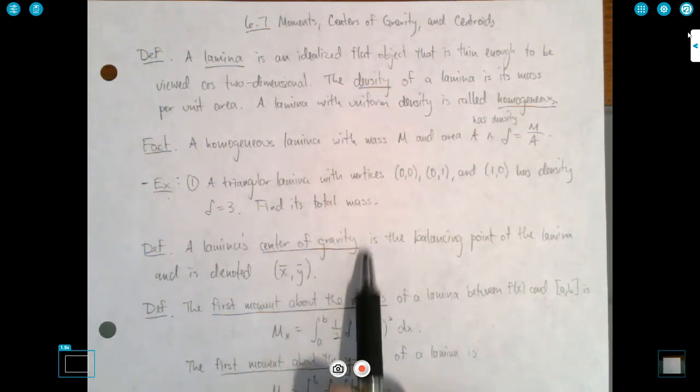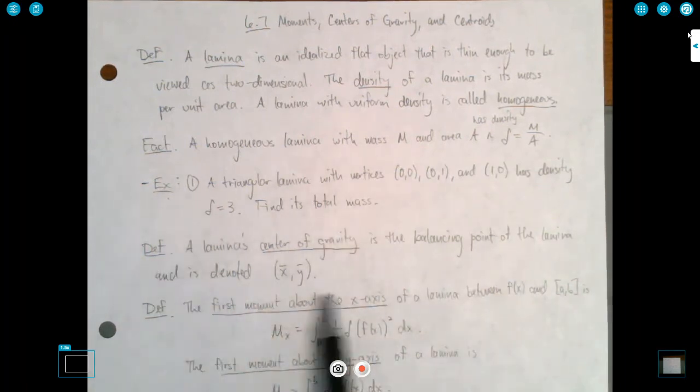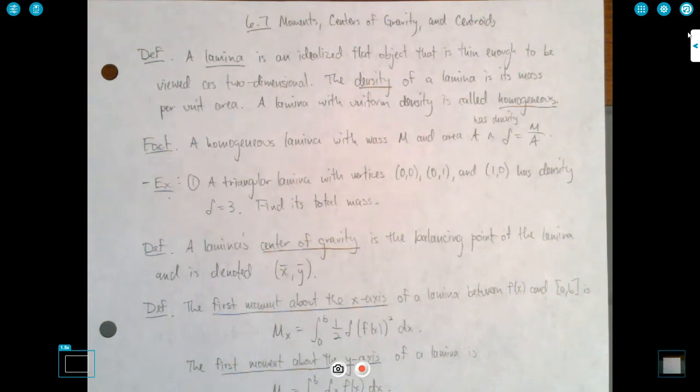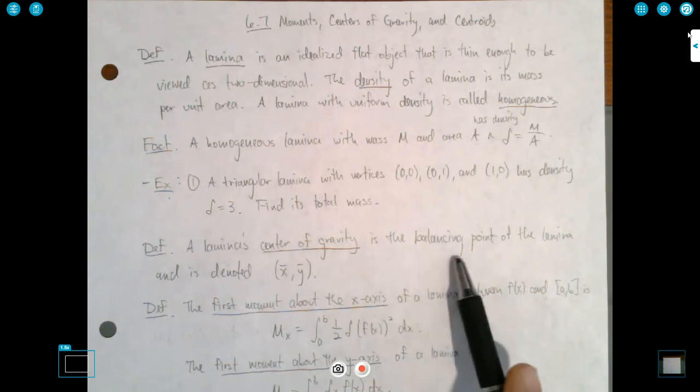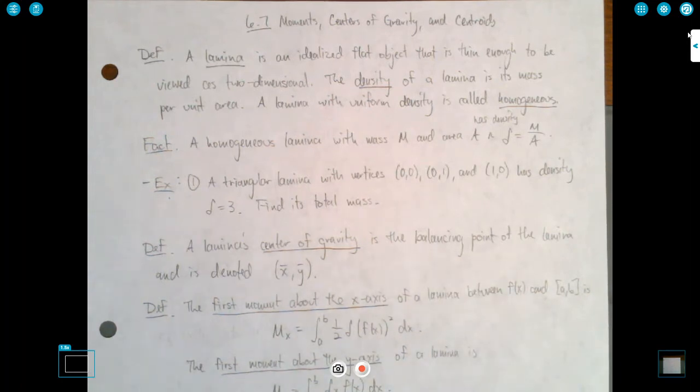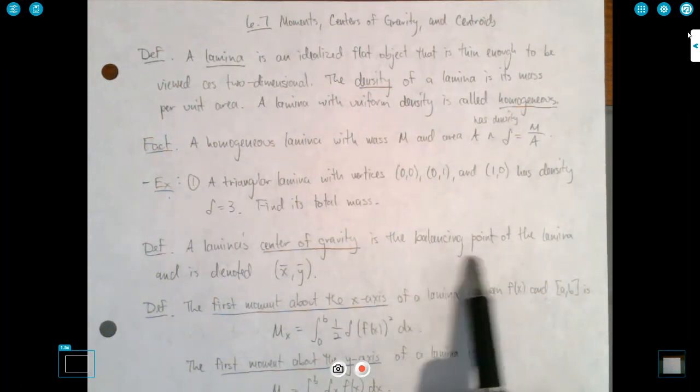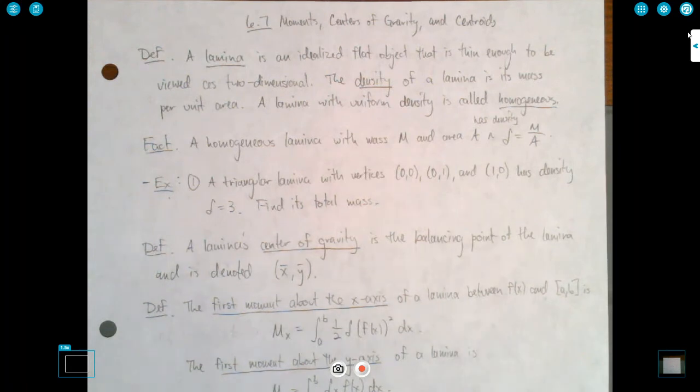This definition is not quite a rigorous definition because it's possible that the balancing point could be a point that's not even on the lamina at all. So it's not quite accurate to say that it's the balancing point of the lamina, but you get the idea. It's the point that, if it were on the lamina, you could hold up and balance on your finger. Okay.